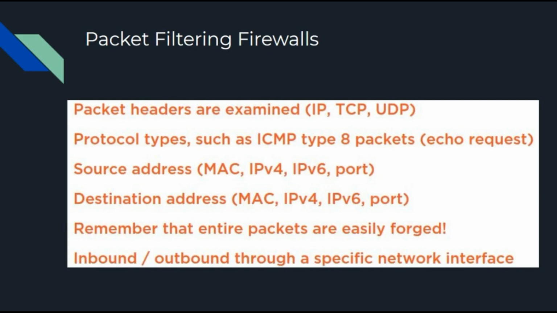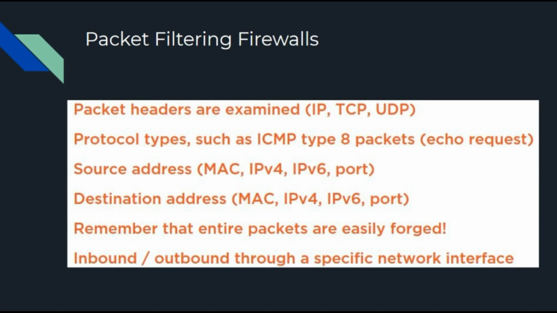You can think of packet headers as metadata for the actual data being transmitted, because the header contains the addressing information for the source and target, as well as descriptive information about the protocol type and so on. So this would be a header like the IP packet header, TCP header, or UDP header, depending on what's being transmitted. Protocol types such as ICMP type 8 packets can be examined, and a decision can be made as to whether or not traffic is allowed or denied.